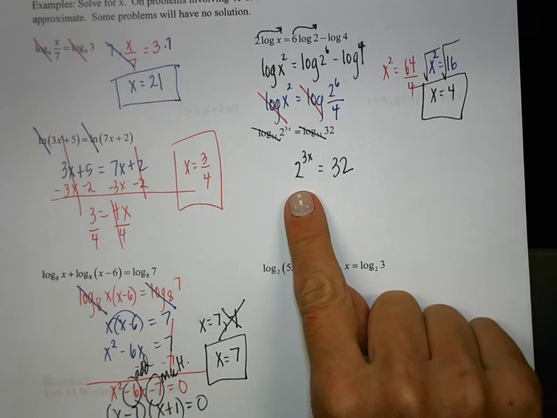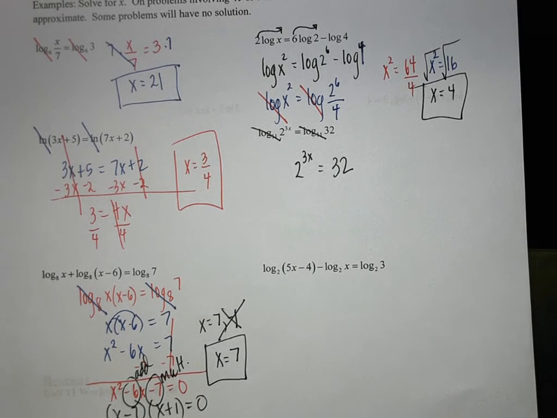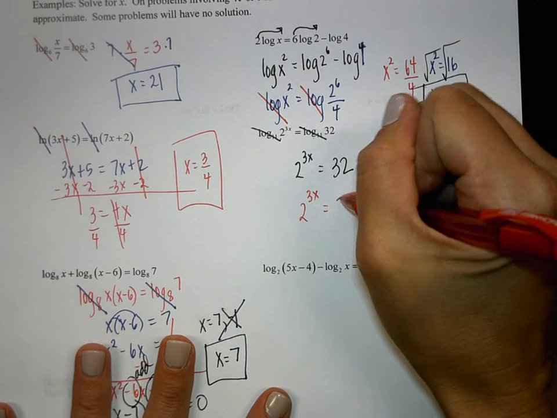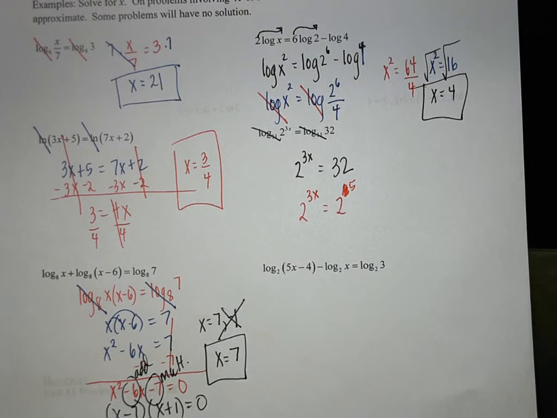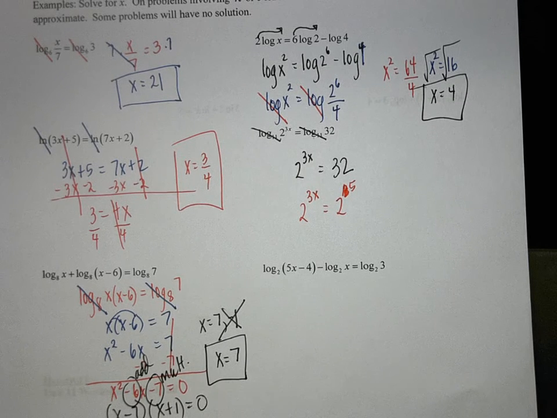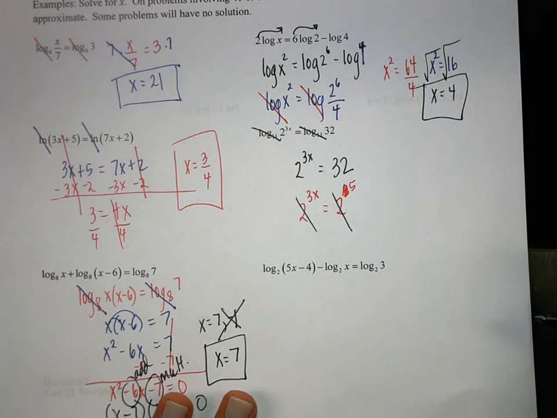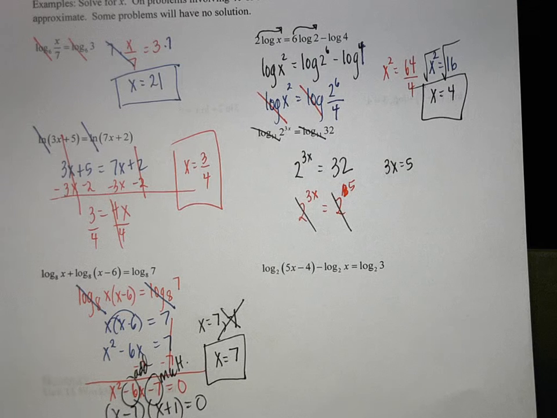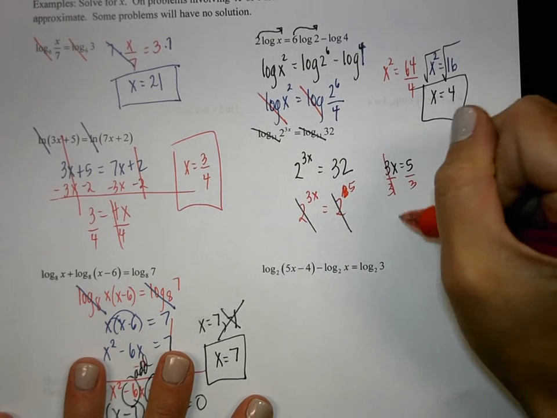So this has a base of 2. Is there any way of changing 32 so it's 2 to some power? Good, 2 to the 5th. So we have 2 to the 3x equals, and 32, we can write as 2 to the 5th power. Do we agree with that? That 2 to the 5th is the same as 32, so we're just changing the form. Now, we can actually drop those bases, and we end up with 3x equals 5, and what will we do to solve that? Divide by 3 to both sides, and we get x equals 5/3.